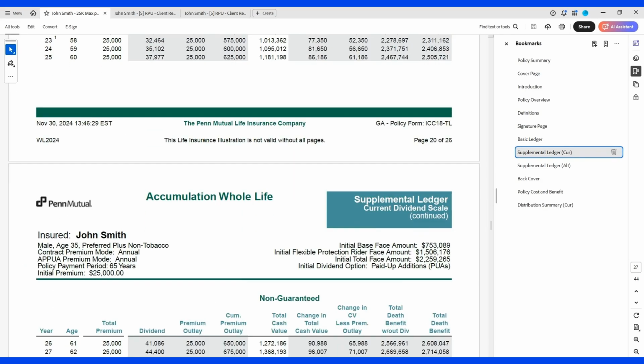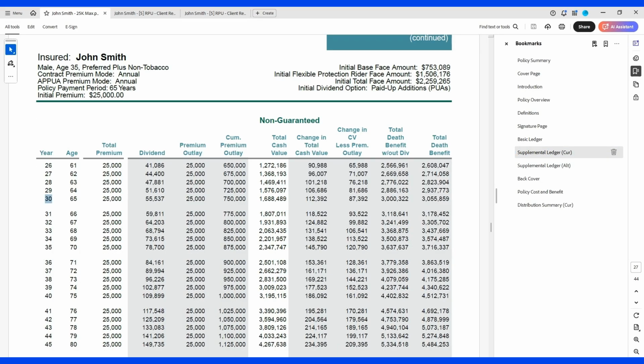What that means is, just look at this. Year 30, you'll be 65 years old. John Smith will be 65 years old, nearing retirement age. He still has the ability to pay this $25,000 premium. And when he does that in year 30, his cash value will grow by $112,000.